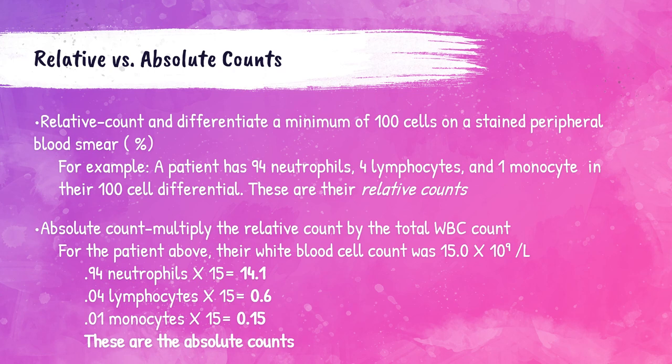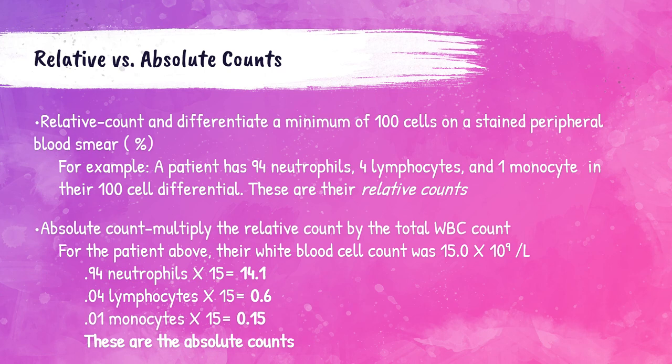The relative count is a minimum of 100 white blood cells counted and differentiated on a blood smear and given as a percent out of 100. So for example, a manual differential was performed and 100 white blood cells were counted and differentiated by the laboratory professional. In this example, there were 94 neutrophils seen out of 100, 4 lymphocytes seen out of 100, and 1 monocyte seen out of, of course, 100. So 94% are neutrophils, 4% are lymphocytes, and 1% are monocytes. So these are their relative counts.